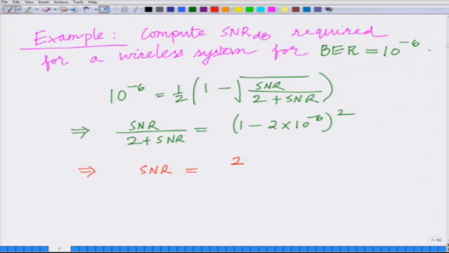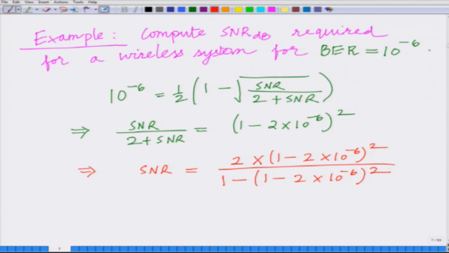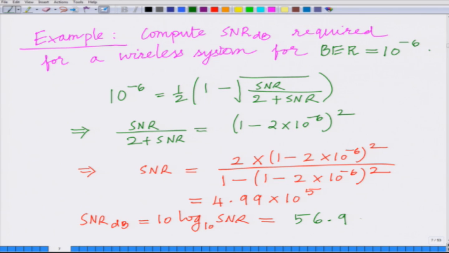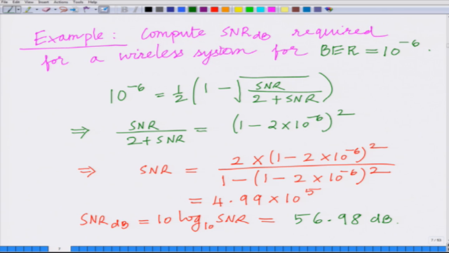SNR equals twice (1 minus 2 times 10 to the power of minus 6) whole squared, divided by 1 minus (1 minus 2 times 10 to the power of minus 6) whole squared, which equals basically 4.99 times 10 to the power of 5. And the dB SNR equals 10 log 10 SNR, which is 56.98. So, what we calculated is that to achieve a bit error rate of 10 to the power of minus 6 in a wireless communication system, we need an SNR of 56.98, that is approximately 57 dB.